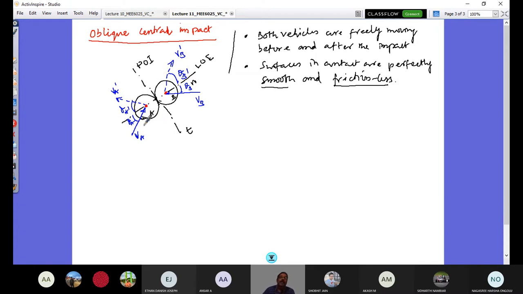So now what is happening? My interest is to know the unknowns, which are the velocities after collision, that is VA dash of vehicle A and VB dash, and the directions theta A dash and theta B dash. So there are four unknowns here. Whereas before collision we know the velocity magnitude and direction theta A of vehicle A, and the velocity magnitude and direction theta B of vehicle B. These are known, and these four are unknown. So how do you find these four unknowns? We require four independent equations. So how are you going to arrive at those four equations? This is what I am now going to explain further.